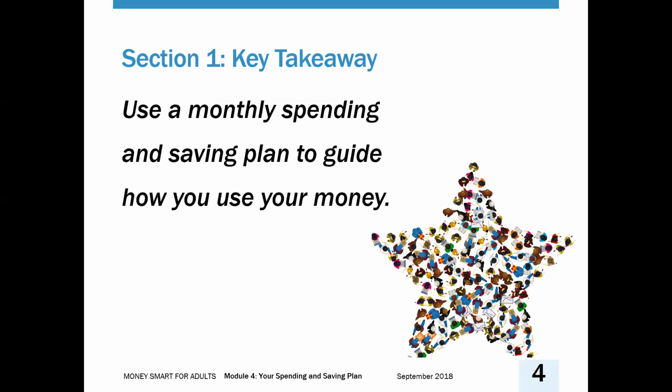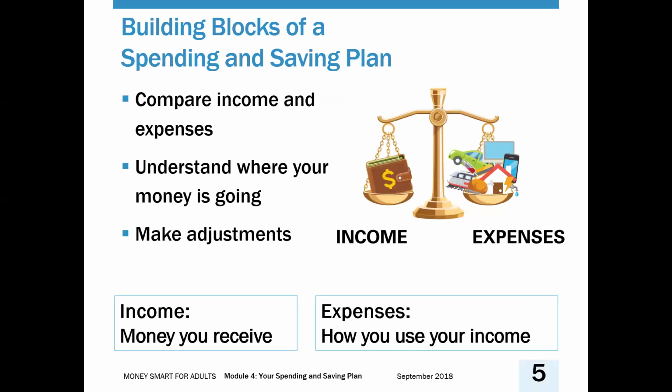So the first step is understanding the building blocks of a spending and saving plan. A spending and savings plan helps you compare your income and expenses, understand where your money is going, and make adjustments to guide your money so that you can meet your goals. Some people may call this a budget. We're going to use the phrasing spending and savings plan, so it's clear we are planning for how we're going to spend money and how we're going to save money.